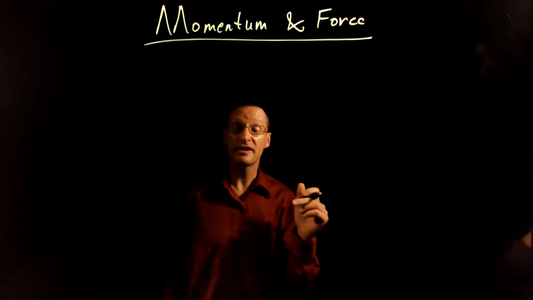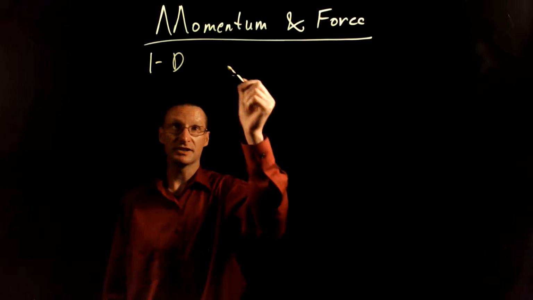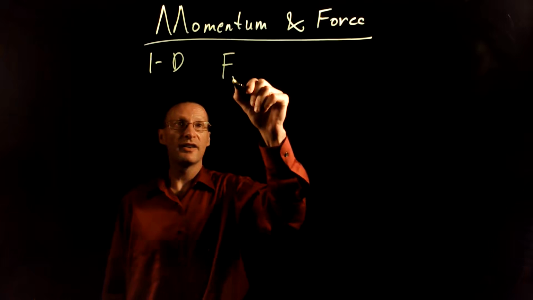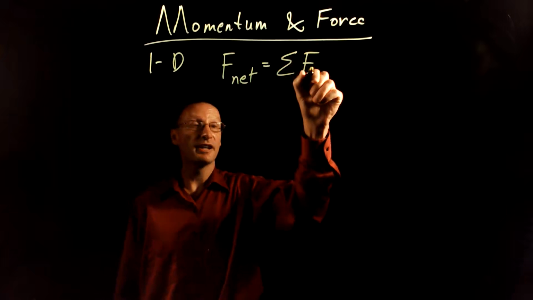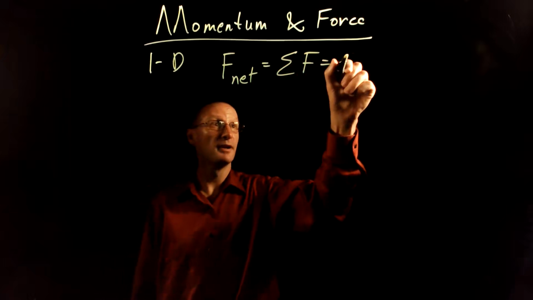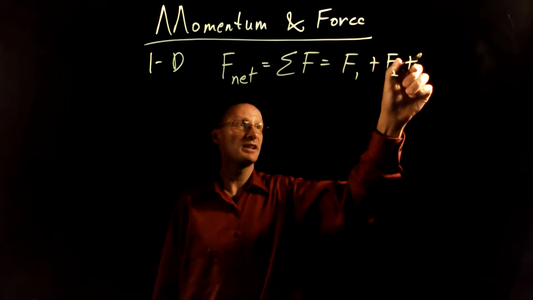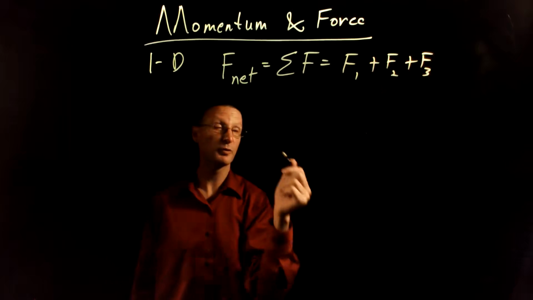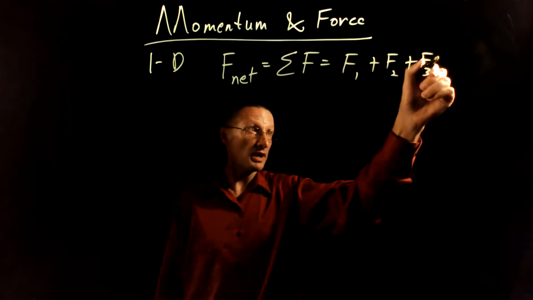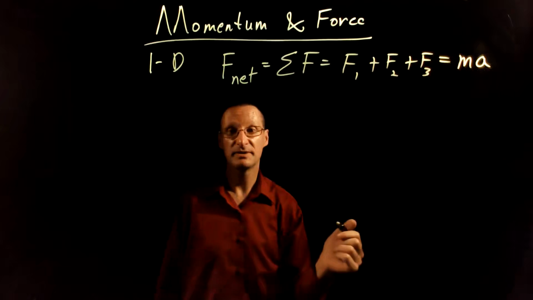Let's talk about the connection between momentum and force. And we'll just do this in one dimension. So if you recall, the net force is just what you get when you add up all the other forces. So imagine you have a couple of different forces, force 1, force 2, force 3, so on and so forth. Some are positive, some are negative. Again, we're working in one dimension. Well, at the end of that, once you add those up, you set that equal to mass times acceleration.